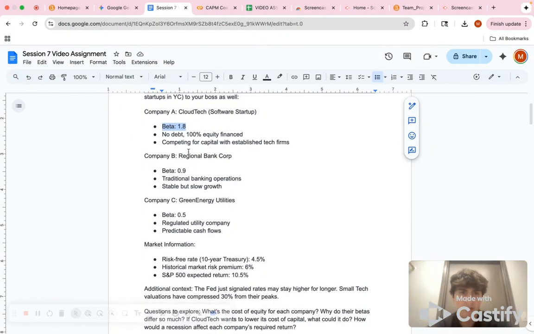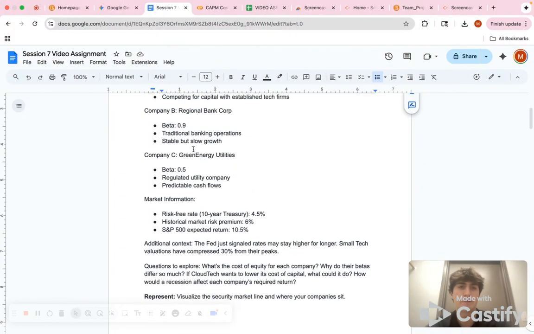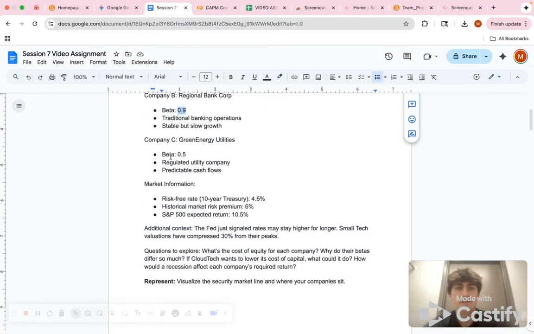So then we have Company B, which is our Regional Bank Corp. Our beta is 0.9, traditional banking operations, stable but slow growth, which is why this beta is really close to 1. And then Green Energy Utilities has a beta of 0.5, a regulated utility company with predictable cash flows because it has a low beta. It's not volatile. It's not bumping up and down.